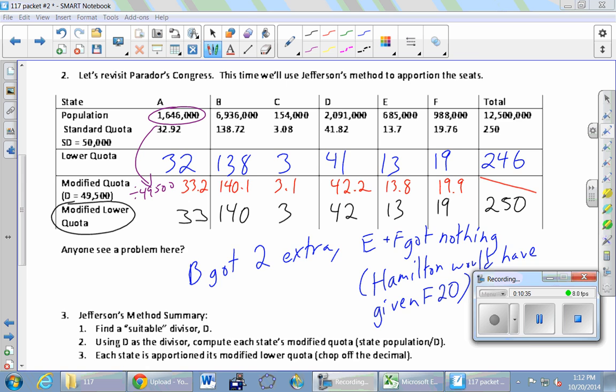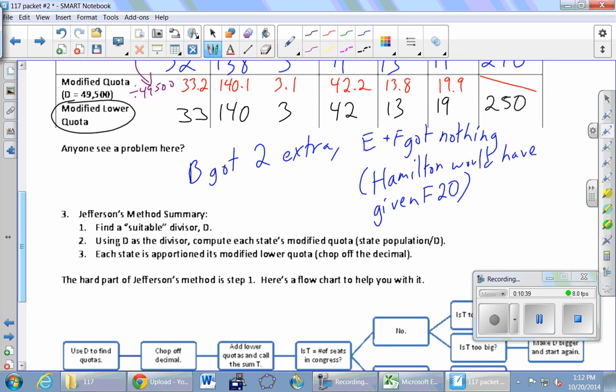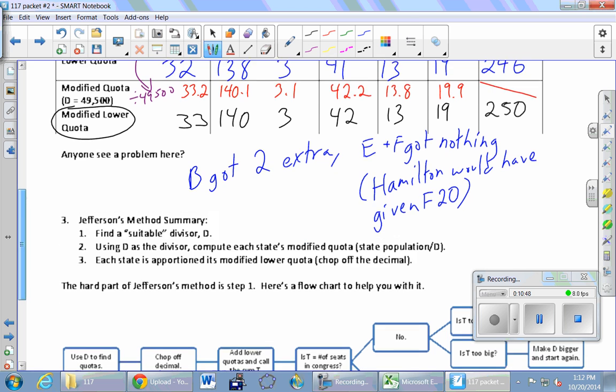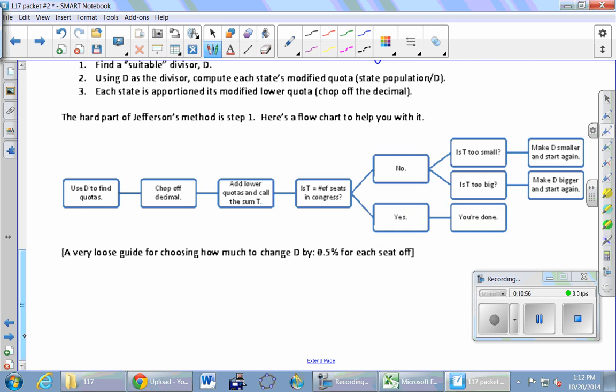Okay, so here is the process. What's the only question we might still have about this process? 49,500, right? Where did it come from? And does it always work where you just pick a smaller number and you get exactly the 250 that you want? The answer is no, it doesn't always work. So here's a little flow chart that you can use to help you.